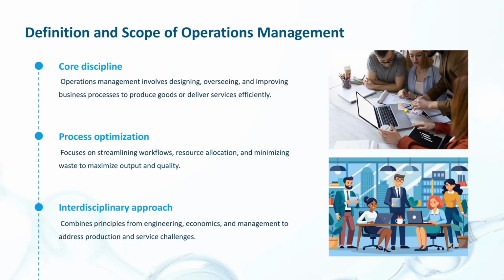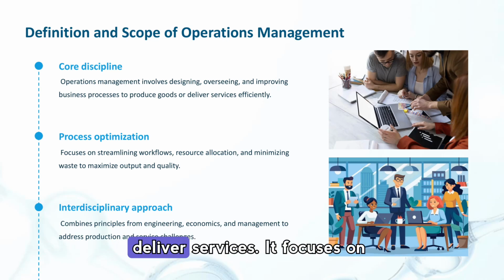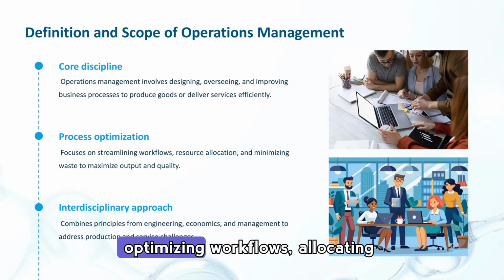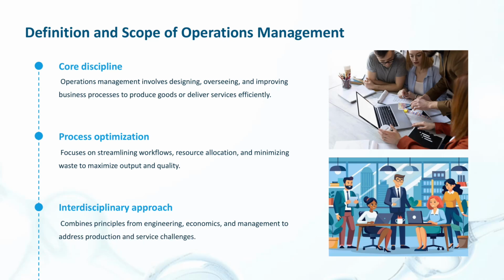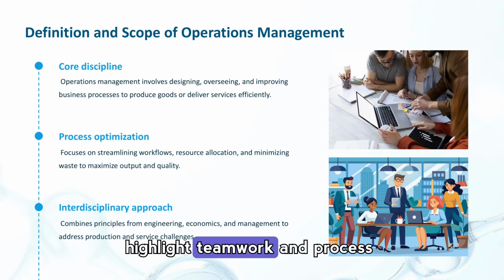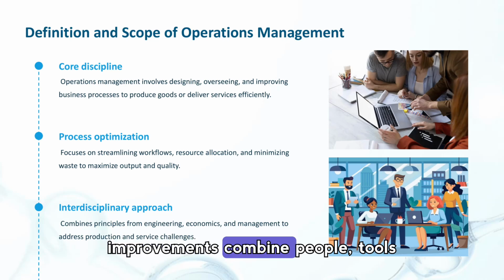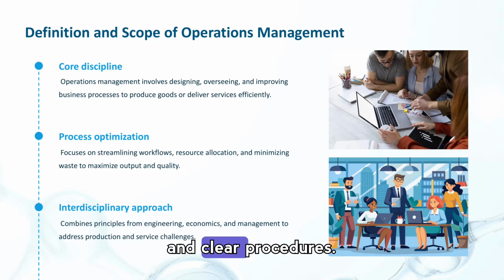Operations management is about designing, overseeing, and improving the systems that create goods and deliver services. It focuses on optimizing workflows, allocating resources efficiently, and reducing waste, while pulling ideas from engineering, economics, and management. The images here highlight teamwork and process mapping, reminding us that improvements combine people, tools, and clear procedures.